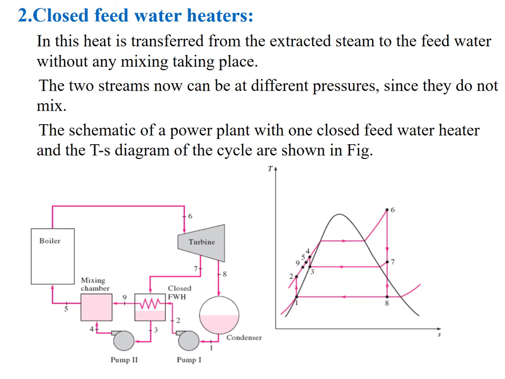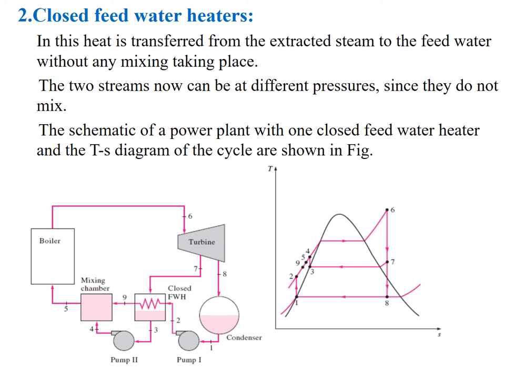So it's a closed feed heater. As I already told, in the closed feed heater there is no mixing of steam and water. Steam is expelled to the feed water heater, and from the feed water heater it directly enters a mixing chamber. Before that, from the turbine, some fluid again enters the condenser where it gets condensed.